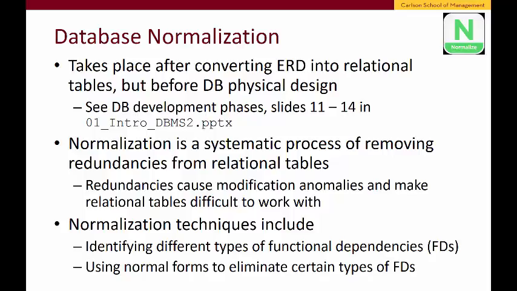Normalization is typically the last stage of logical design and is defined as a systematic process of removing redundancies from relational tables. As we already mentioned in the outline, these redundancies create table modification anomalies, have unpredictable effects, and make tables difficult to use. Normalization process is used to identify different types of functional dependencies, or FDs, causing the redundancies, and use several normal forms to eliminate them. But before we get into FDs and normal forms, let's show the different types of modification anomalies resulting from poor table design.